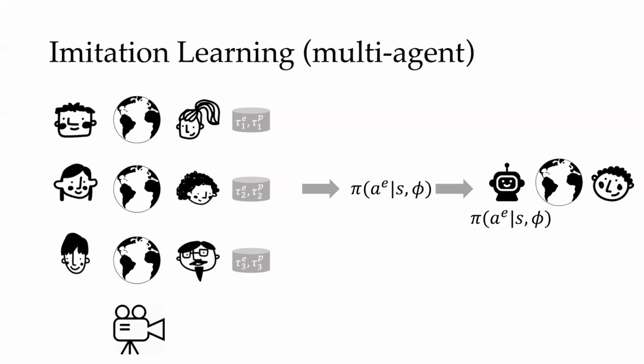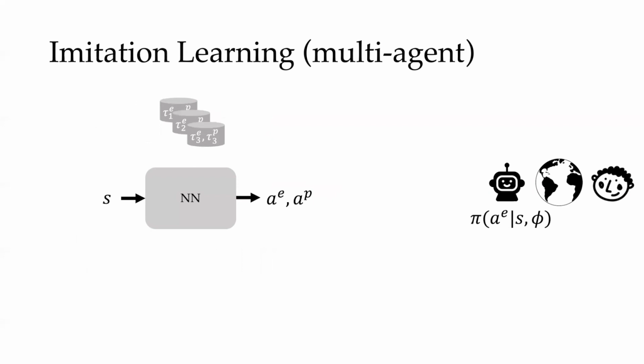Instead, we want to learn a conditional policy pi that takes in the state and the partner type, so that our policy behavior can adapt to the type of partner that we're paired with. So we can't just use a neural network that takes the state and outputs the joint actions. Our neural network must also take in the partner type, phi. The problem being that we don't actually know the partner type phi, so we have to also learn that in an unsupervised way.